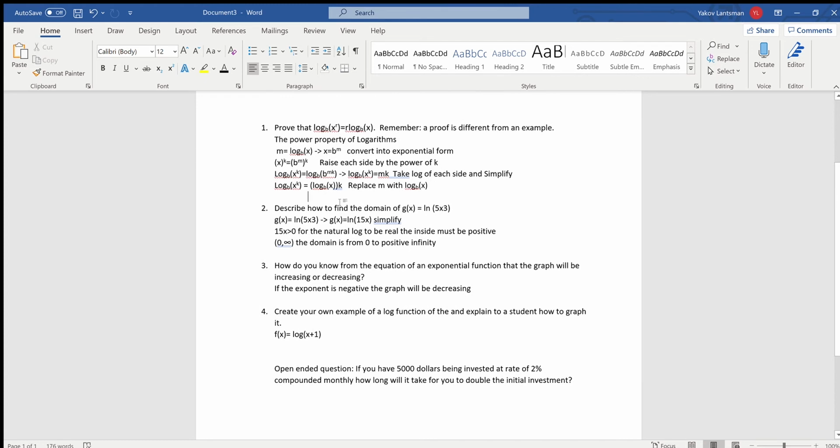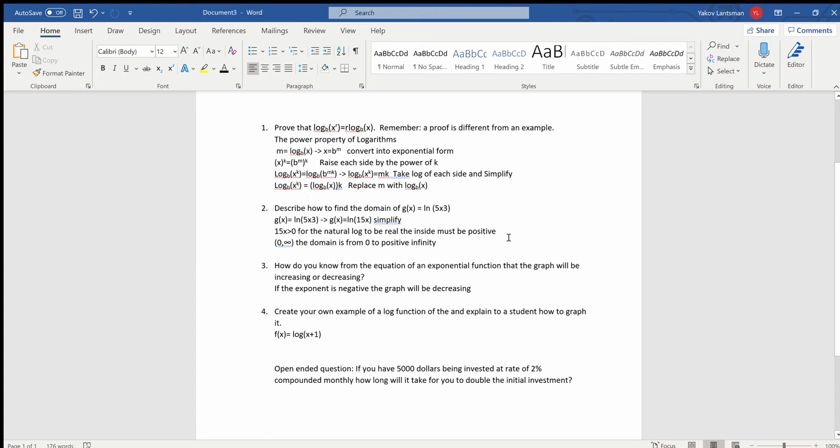Question number 2 is how to find the domain of g of x is equal to the natural log of 5 times x times 3. The way to do it is, first I simplified g of x to the natural log of 15x. Then find if what is inside of the log is positive, because if it is negative, the log is not real, or it is not included.